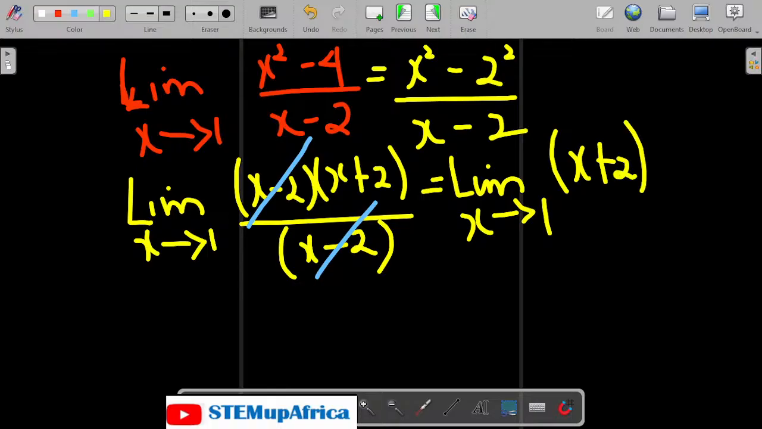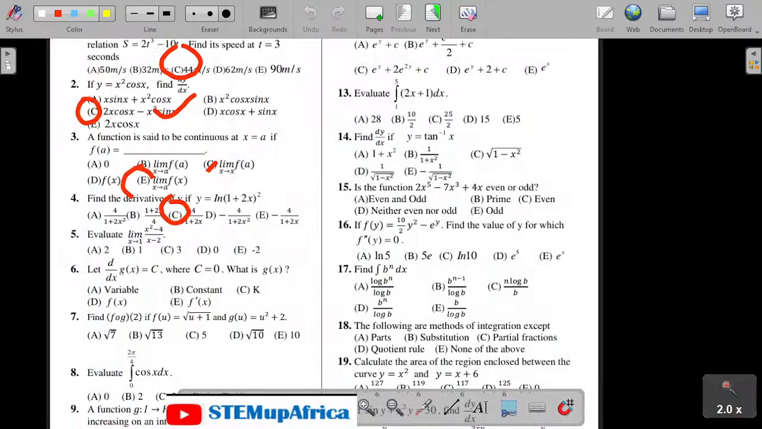And I see x, so I'm substituting 1. My result becomes 1 plus 2. The final result will give us 3. So the answer to that limit is simply 3, which is option C also.